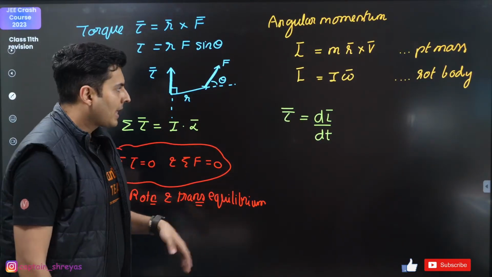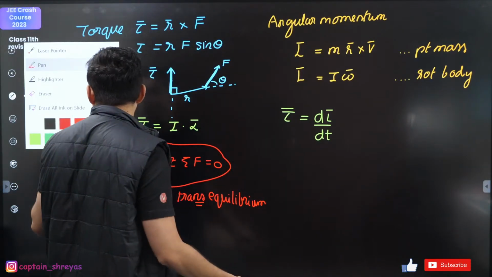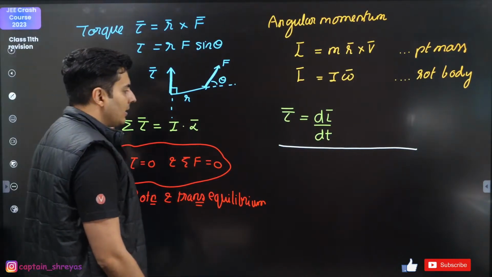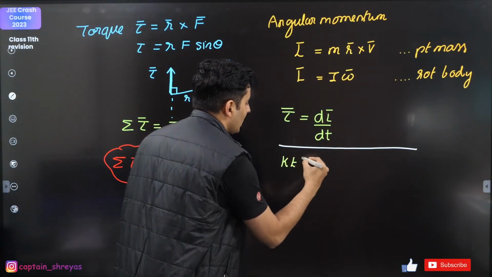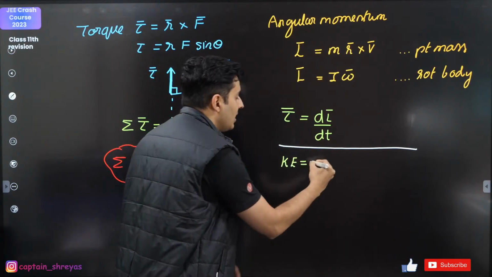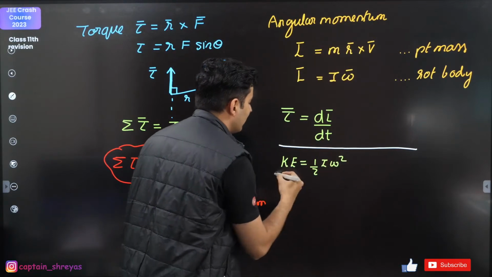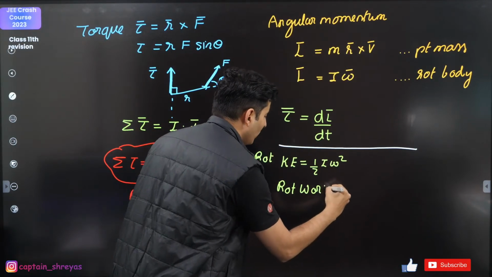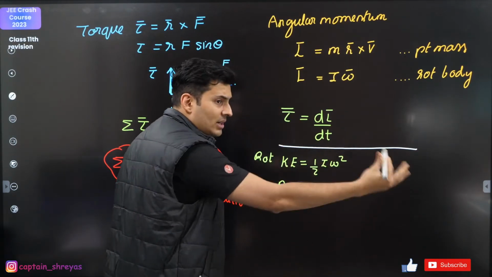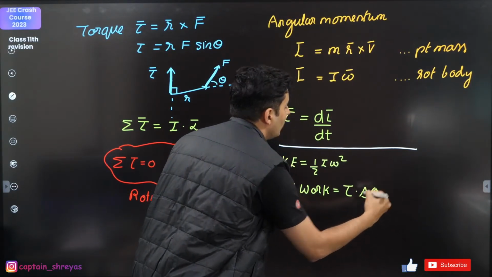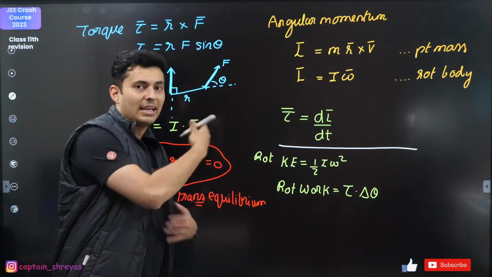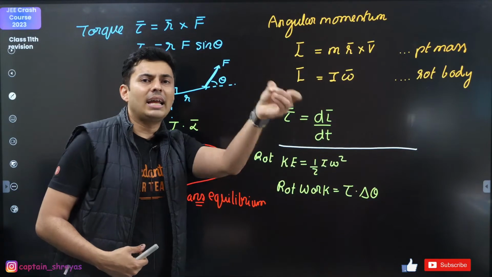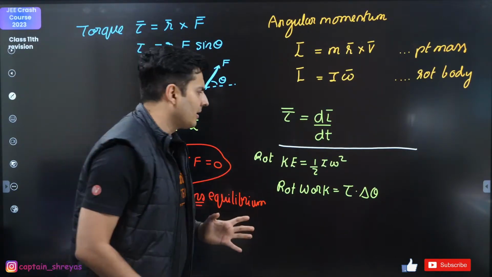Very, very important. And you can also have more formulas which are very similar to translational mechanics or linear motion. For example, kinetic energy: instead of half mv square, it will be half I omega square. This is rotational kinetic energy. Rotational work: instead of force into displacement, I can say torque into angular displacement. All these formulas which were valid then are also valid here, but the symbols and terms are slightly going to change, but they are going to look very, very identical.